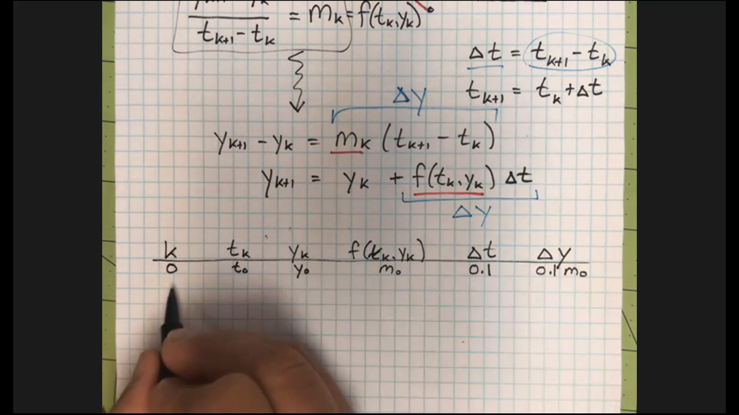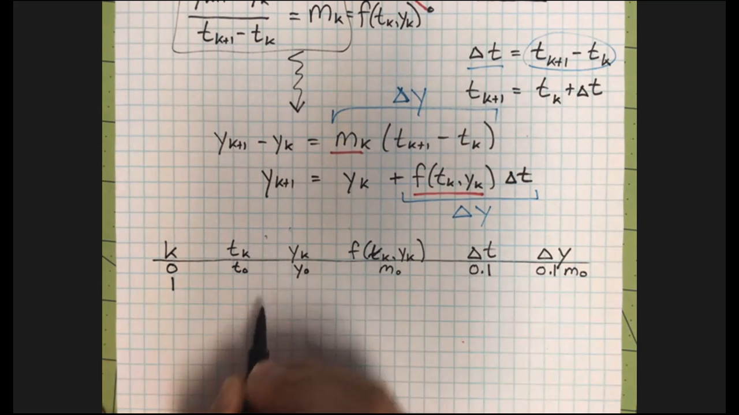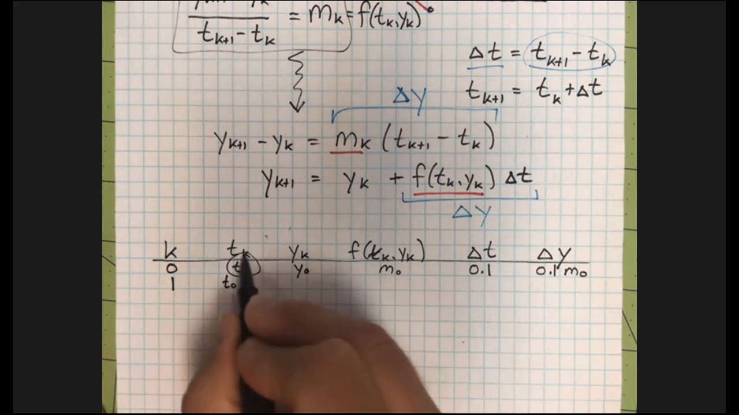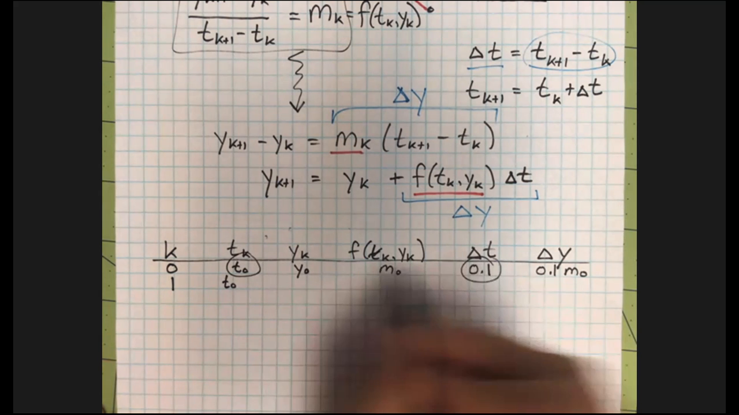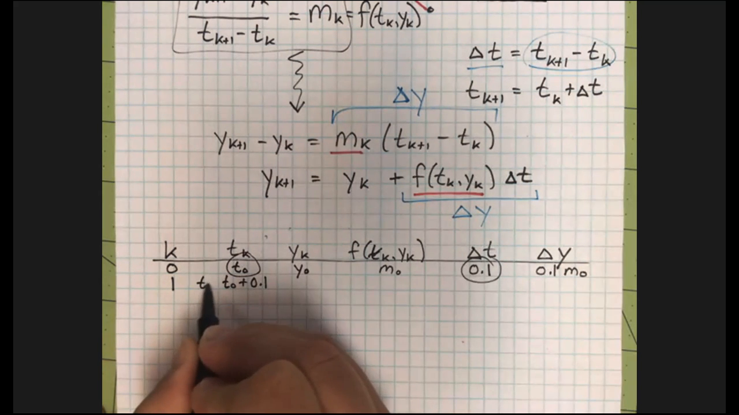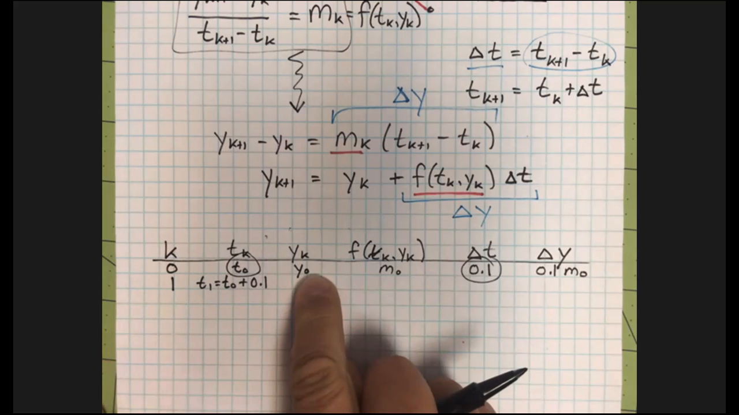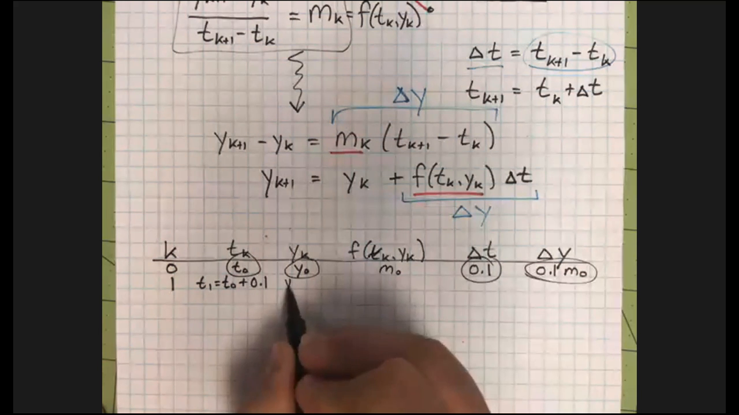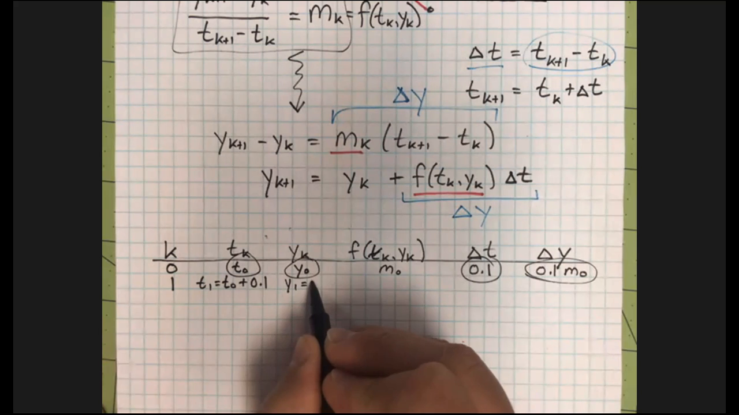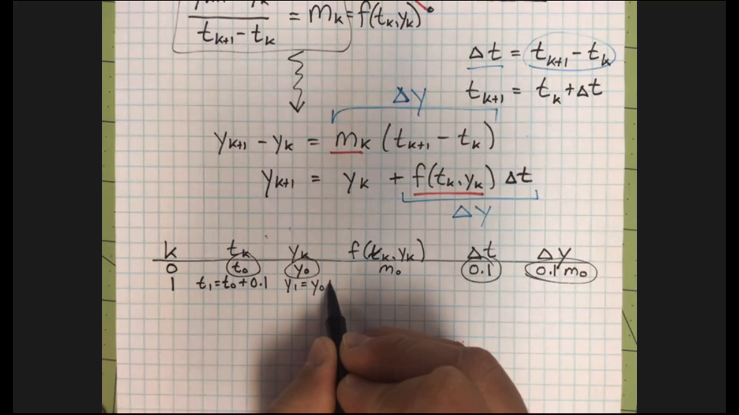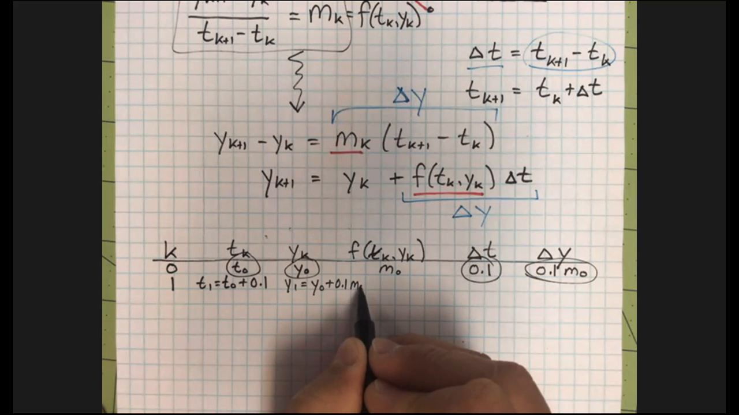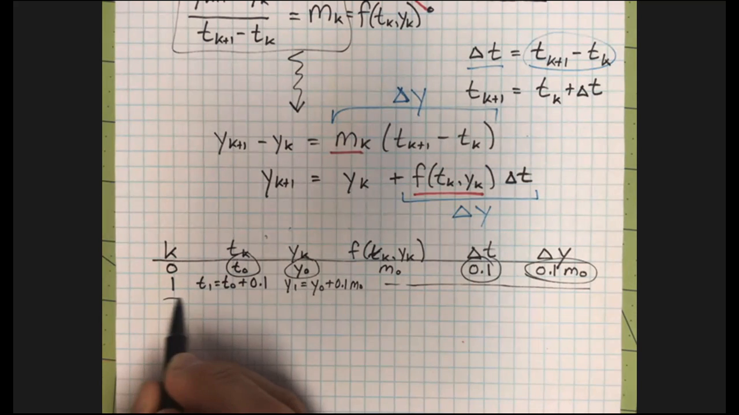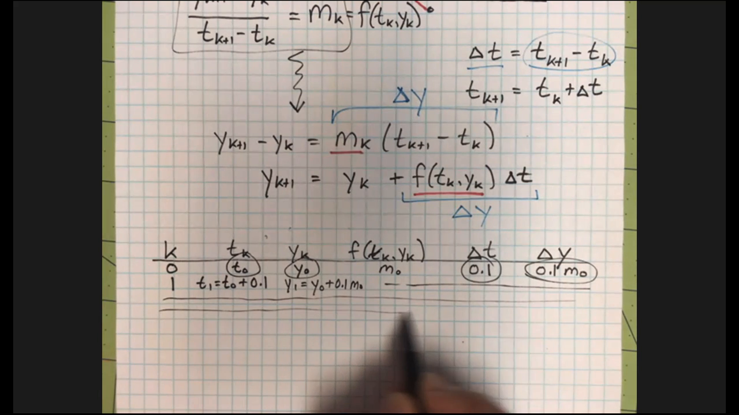But now, how do I know my next position? My next position is going to be t naught plus delta t. That'll be my new t1. And my next y will be y naught plus delta y. That'll be my y1. I'm writing too many things in this table. But then you see, I'm just going to repeat it over and over again.